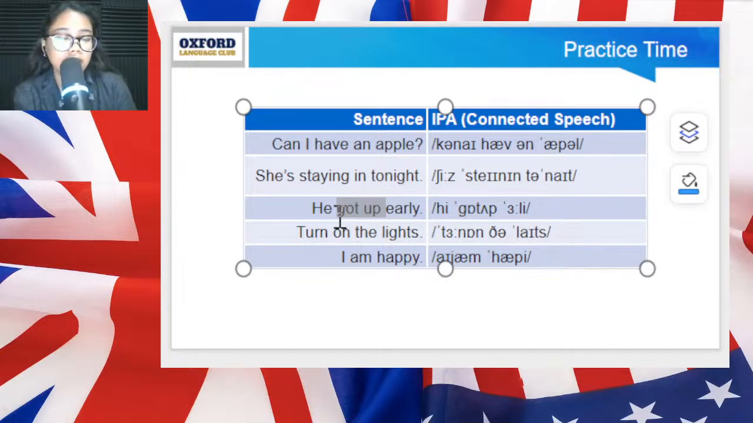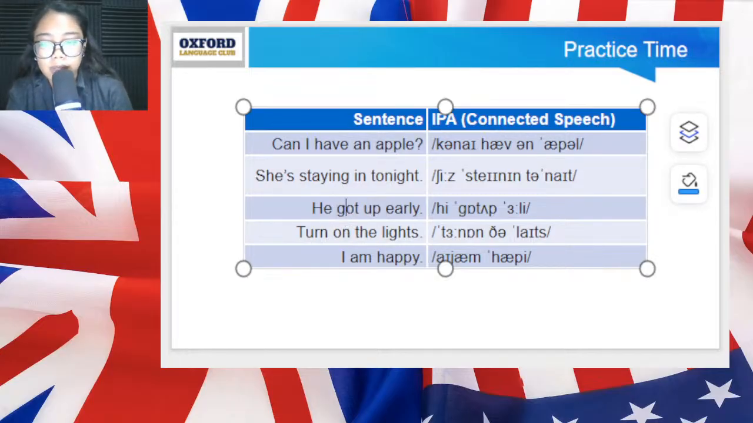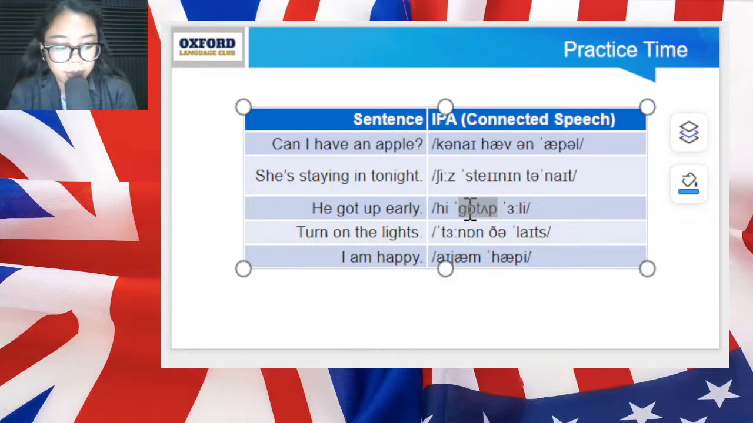The word got, which is the first word in got up, ends with a T sound, right? And up starts with an A sound. When we link them, the T sound from got, let me just highlight it for you for better understanding, moves and attaches to the A sound in up. It sounds like got up. Just like in the IPA transcription, look at that. It's like top but becomes a part of got. So you will hear he got up early.